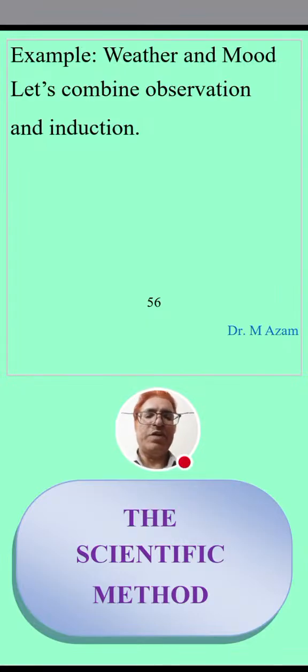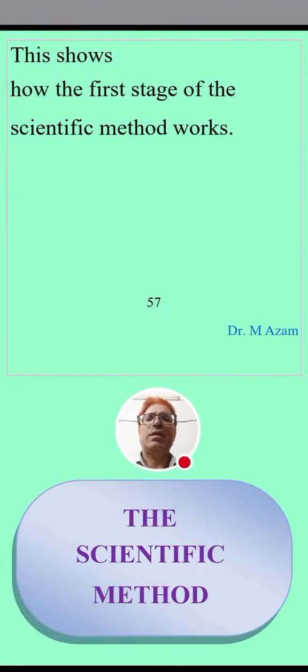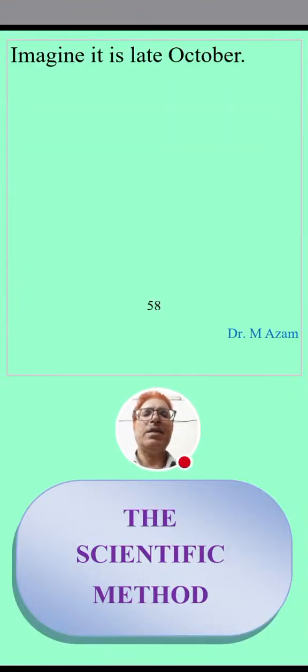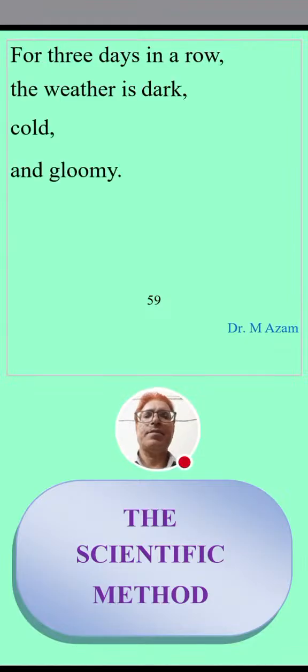Example, weather and mood. Let's combine observation and induction. This shows how the first stage of the scientific method works. Imagine it is late October. For 3 days in a row, the weather is dark, cold, and gloomy.